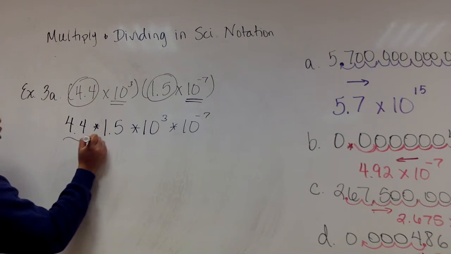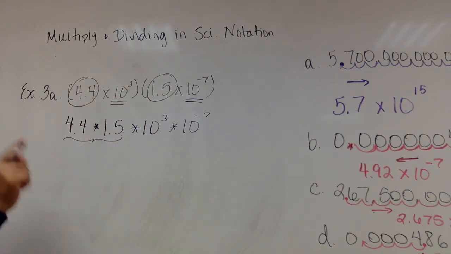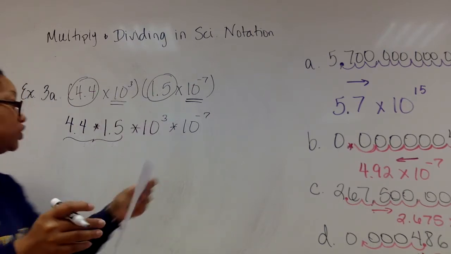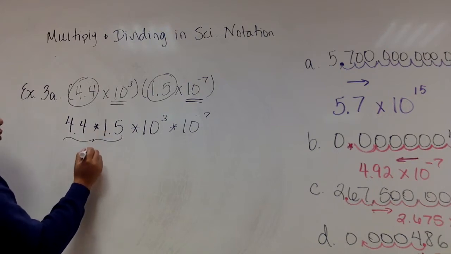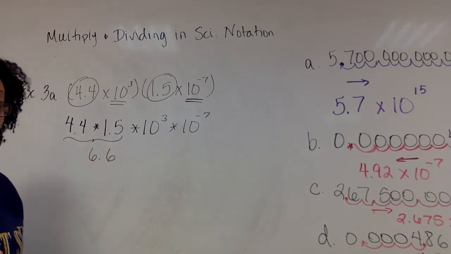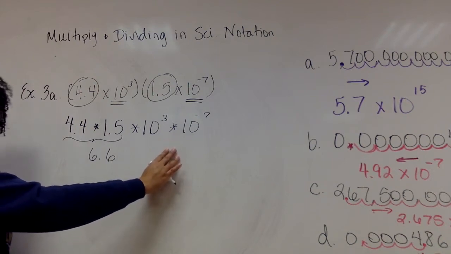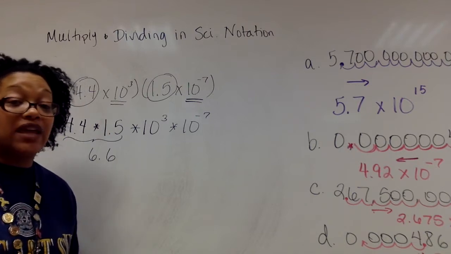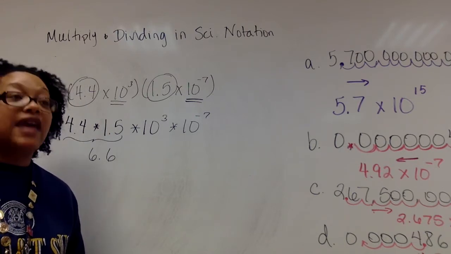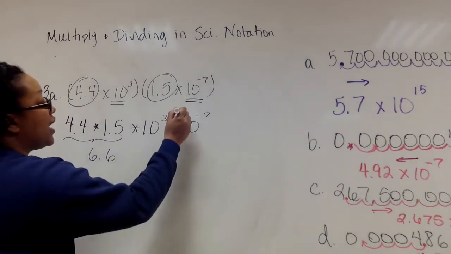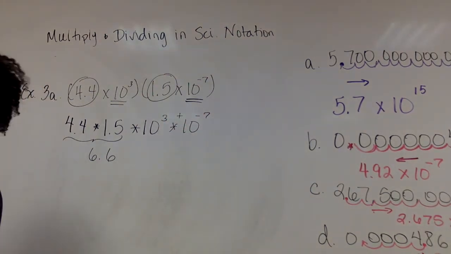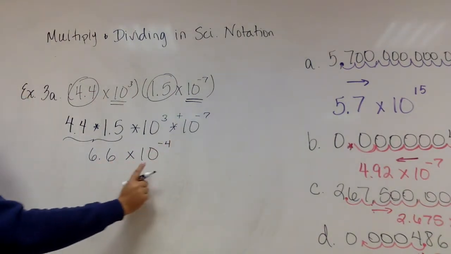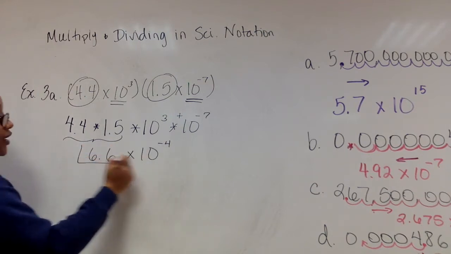Your calculator will help you figure out what 4.4 times 1.5 is. If you have a calculator, go ahead and figure it out. If you don't, I'll just tell you 4.4 times 1.5 is 6.6. Now, look what you've got with the rest of our problem. Two bases that happen to be the same, and we learned at the beginning of the unit, whenever you're multiplying same bases, we add. So we add 3 plus negative 7, which is negative 4. So my n is negative 4. There's my C, there's my base, there's my exponent. I'm done.